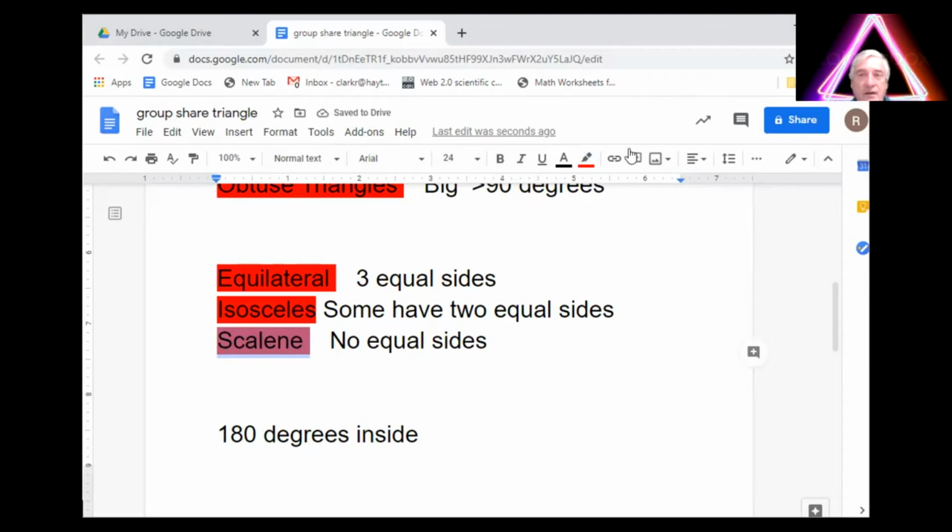Where's the highlighter? The highlighter's right here. This is the text color. The highlighter's right up here. I don't highlight much, but I highlighted your vocabulary words today.